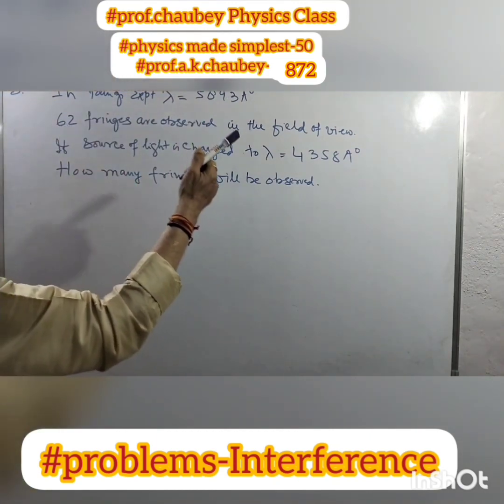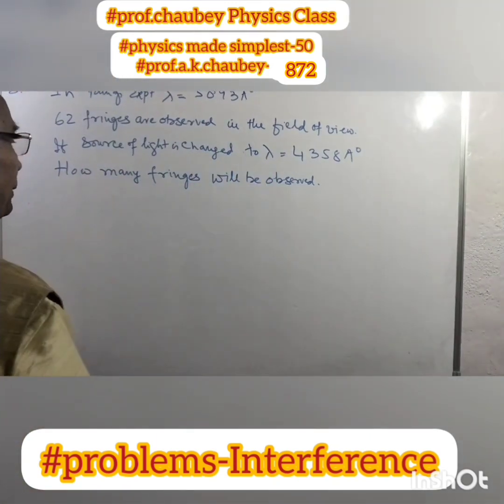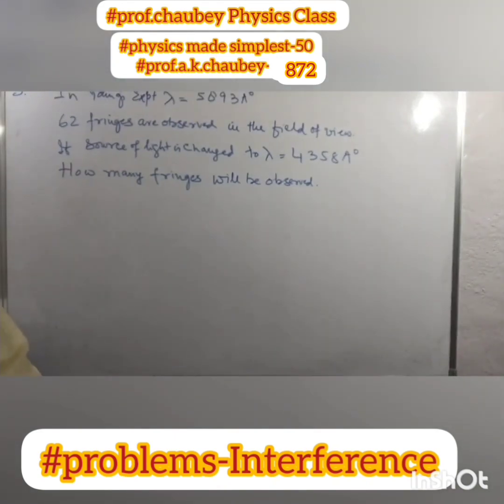But they change our light source to this. So what will happen? Small d and capital D remain the same, just lambda is changed. How many fringes will be observed? So just calculate the fringe width. Fringe width you know. So how about the total screen?